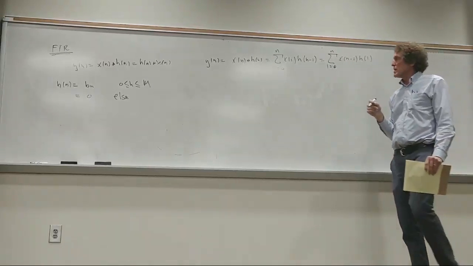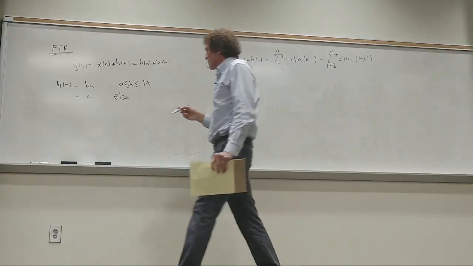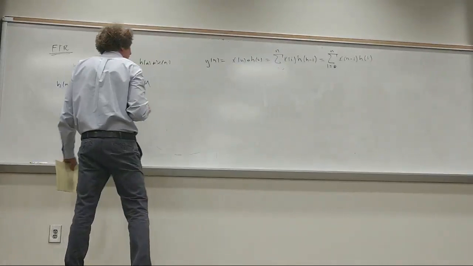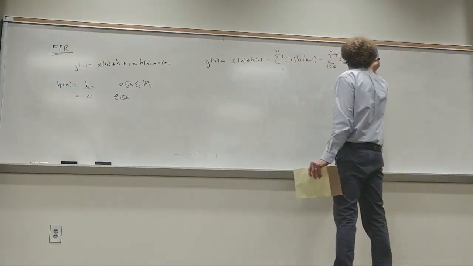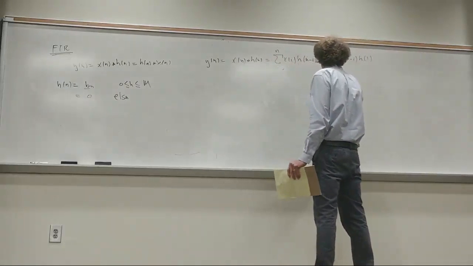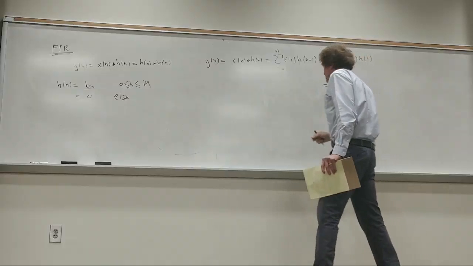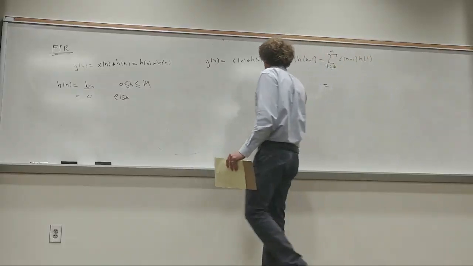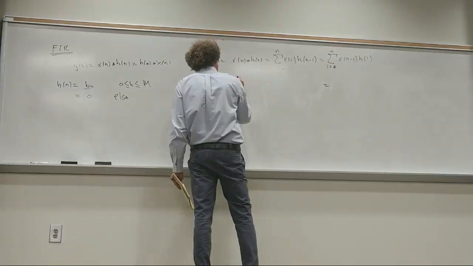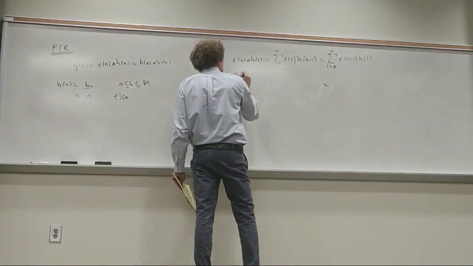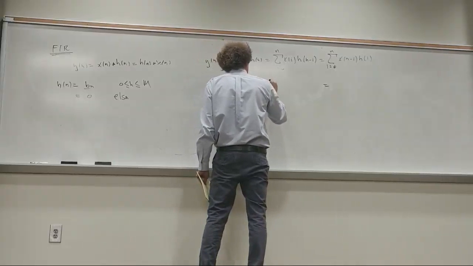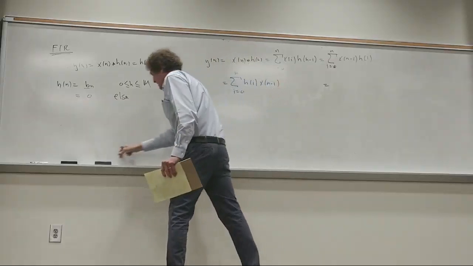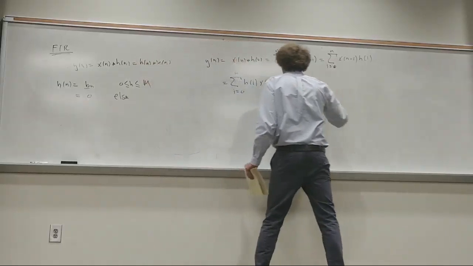All right, now, if you take a look at this right here, and you look at this one right here, why don't I change the order of these things? Let me put it down here. I can say that this is going to be the summation from i equals 0 to n of h of i times x of n minus i. And you'll see what I'm up to.